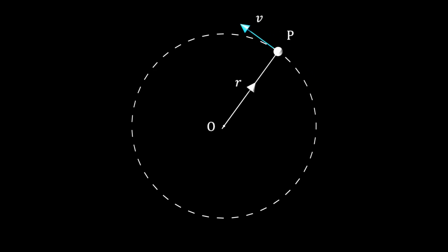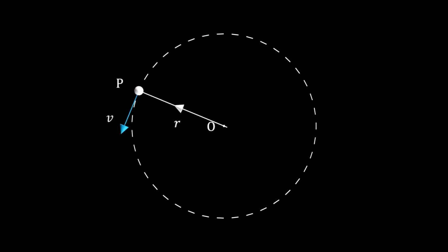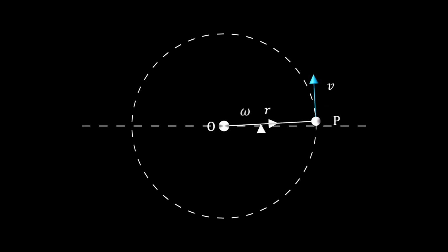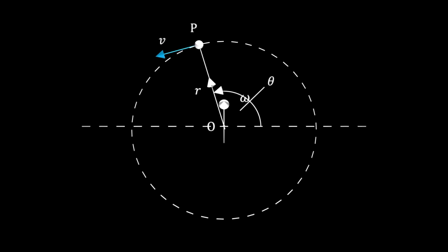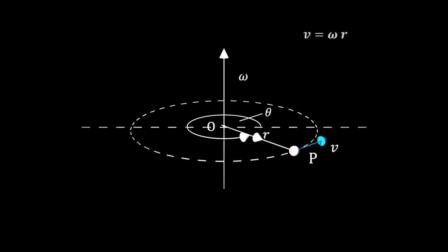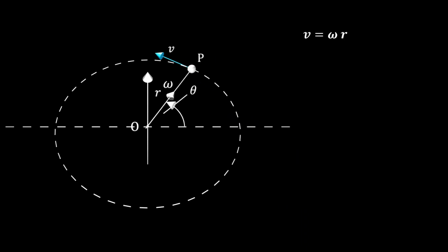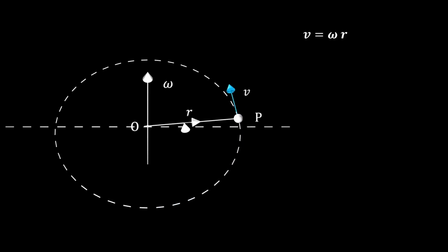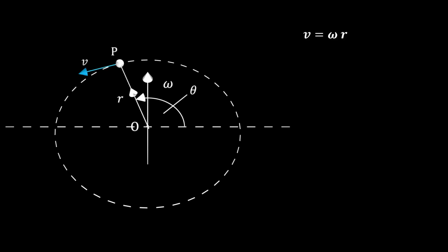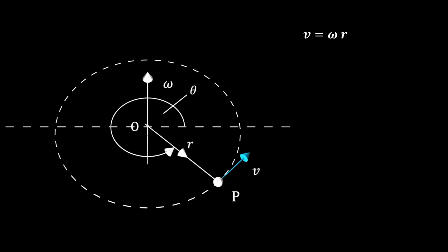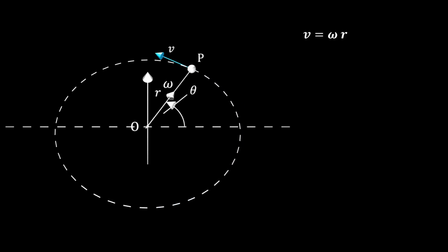The blue arrow is the velocity vector, and its magnitude is V, which is the speed. The speed V of the particle P is related to the radius R of the circle on which it is moving by the equation V equals omega R, where V is the speed, R is the radius, and omega is the angular speed. Remember that velocity is simply speed with a direction, and therefore angular velocity is angular speed with a direction.